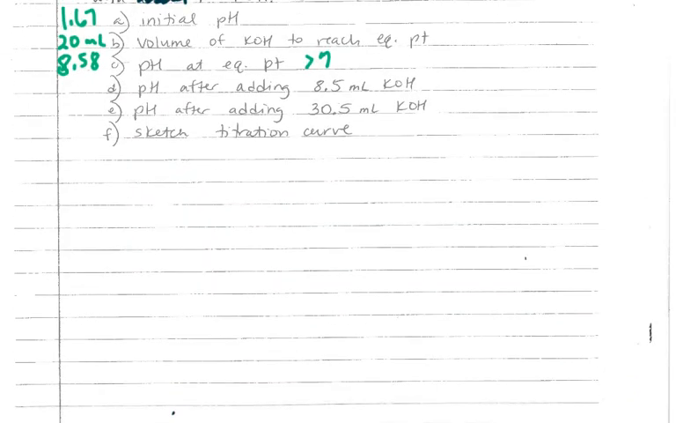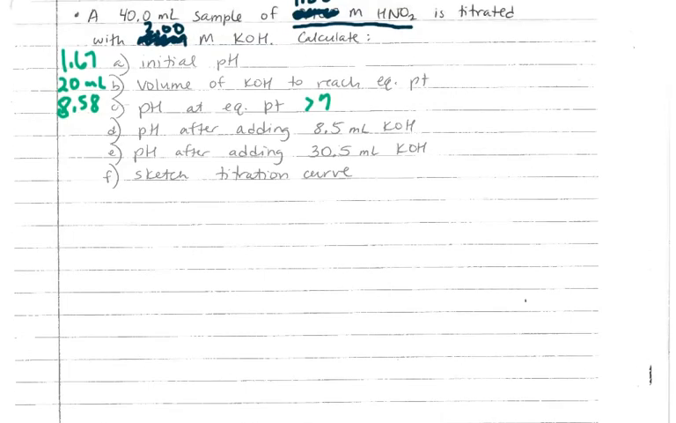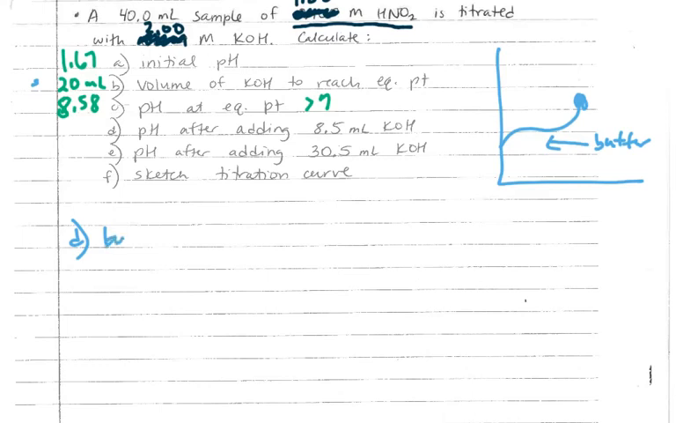Part D, the pH after adding 8.5 milliliters of potassium hydroxide. Okay, so the equivalence point is at 20 milliliters. So if we're only adding 8.5, that's before the equivalence point. And remember, when we have a weak acid, anything before that equivalence point is in the buffer range. So for part D, adding 8.5 milliliters, that's going to be in the buffer range.